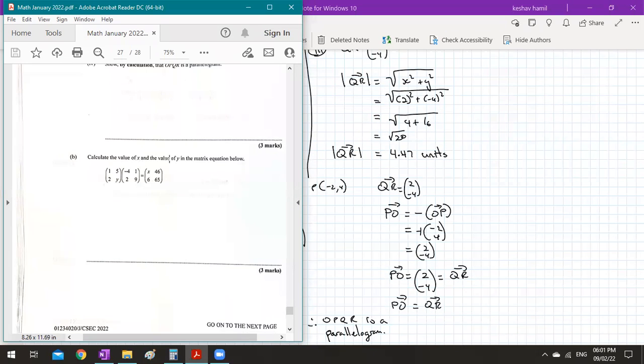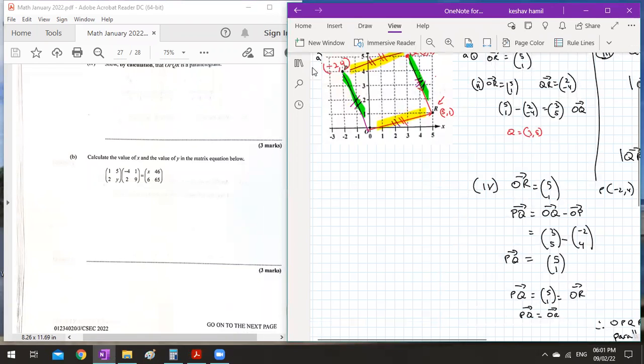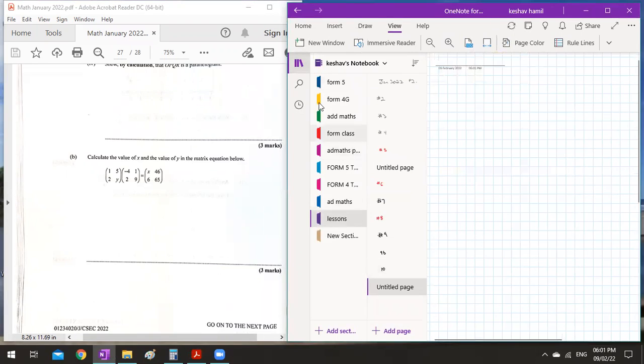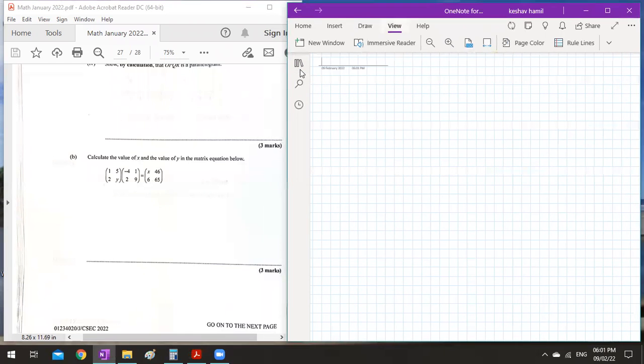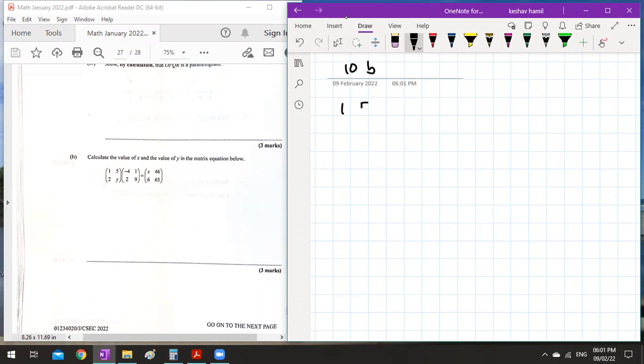Right, calculate the value of x and y in the matrix equation below. So matrices. Add a new page. So this is 10b. (1, 5; 2, y) times (-4, 1; 2, 9) is equal to (x, 46; 6, 65).